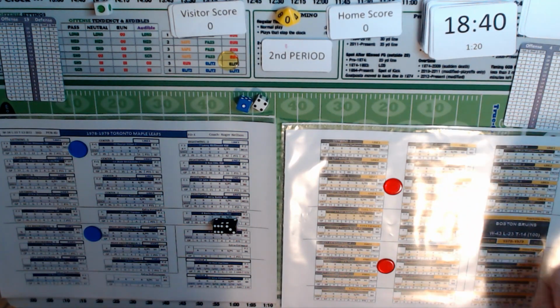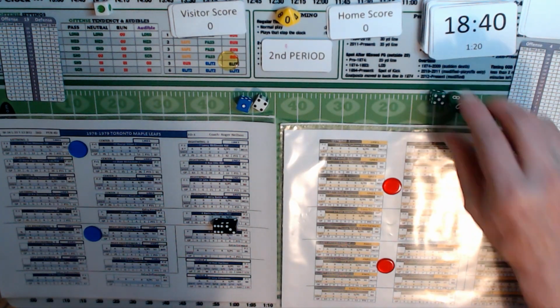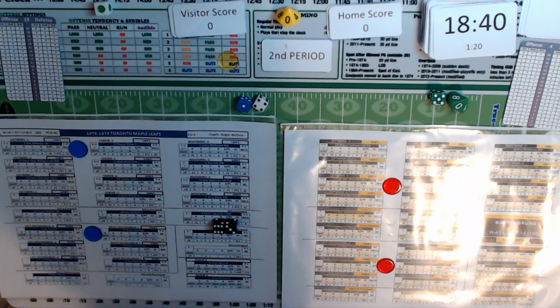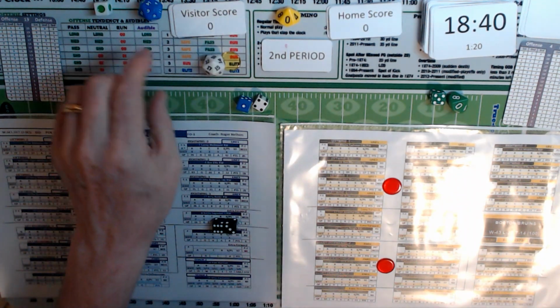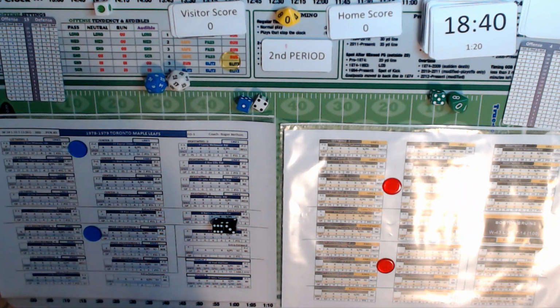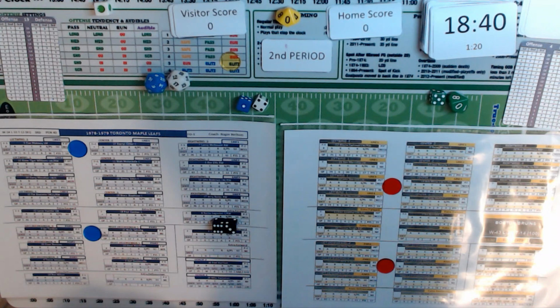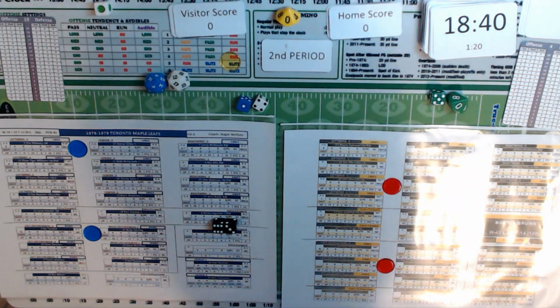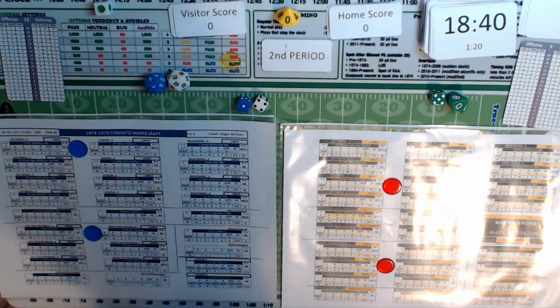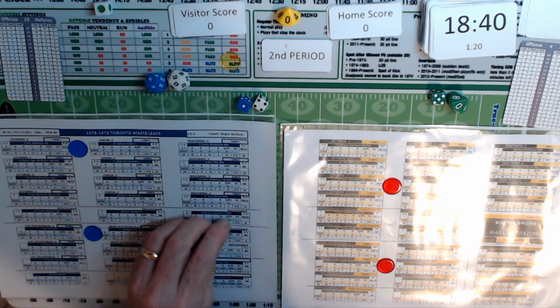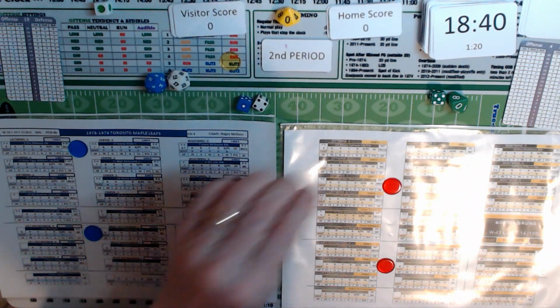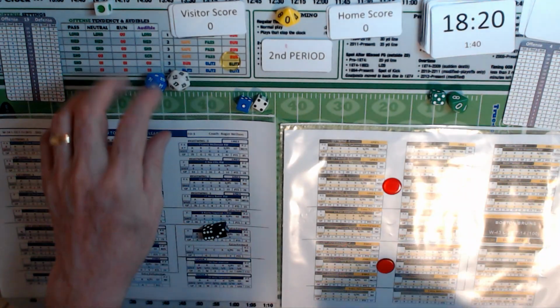Shot on goal C for Boston is the right defenseman O'Brien. He's a 1. He doesn't get it, and a 6 is going to be a hard save. It's going to be an easy save, sorry, for Palmatier. 8 on an easy save is a play on.